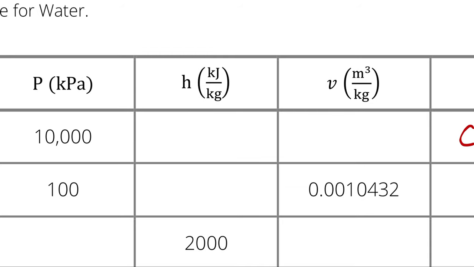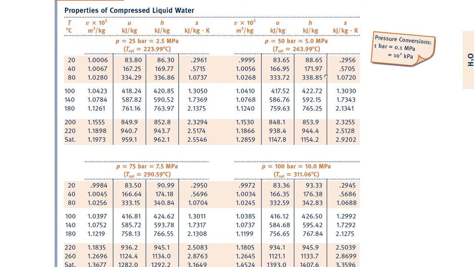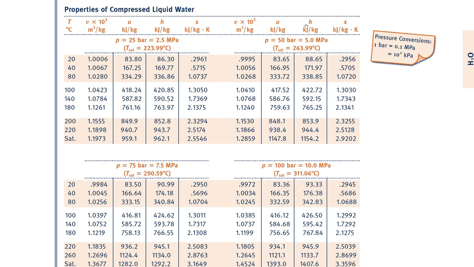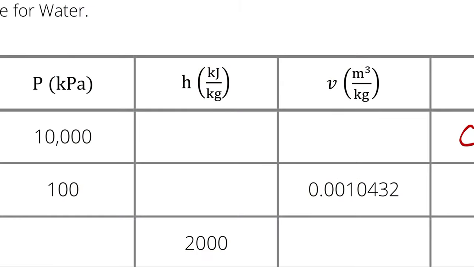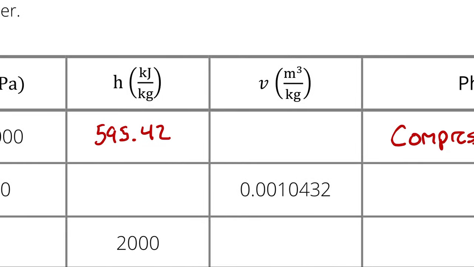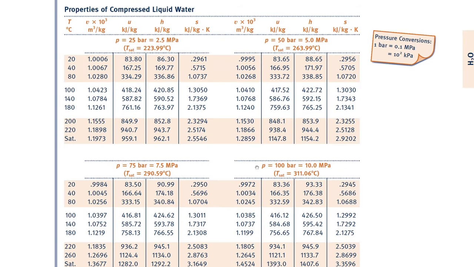Then I will populate the specific enthalpy at 100 bar and 140 degrees Celsius, which is going to be 595.42. And the specific volume will also come from that table. It's this first column here.